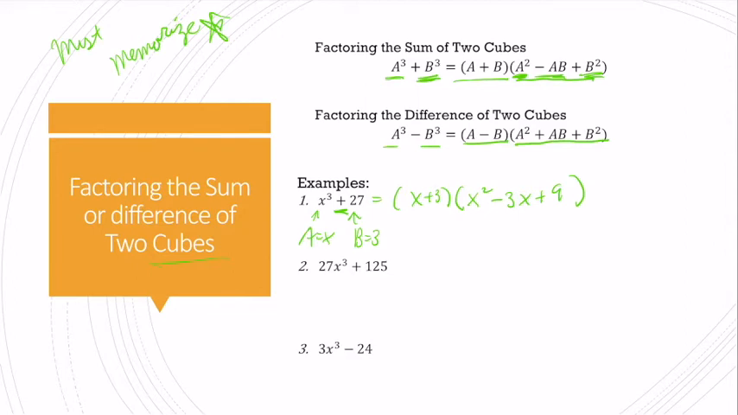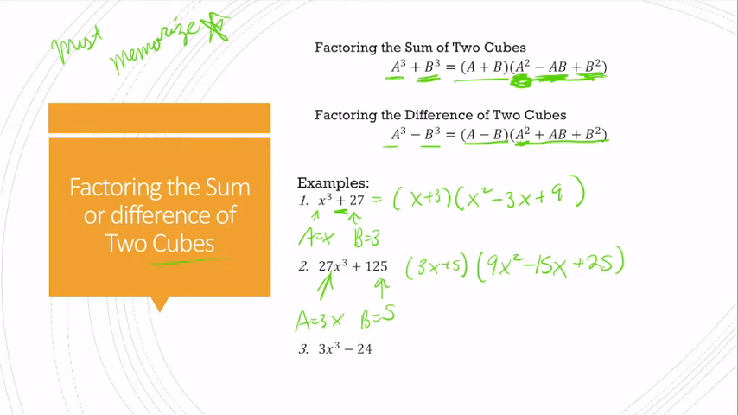Let's try this again. Here I have 27x cubed, so my a is going to be 3x. Here I have 125. You take the cube root of 125, you get 5. So I'm going to have 3x plus 5 times a squared, this one up here, which would be 9x squared, times, subtract ab, so minus 15x, plus b squared, so plus 25.